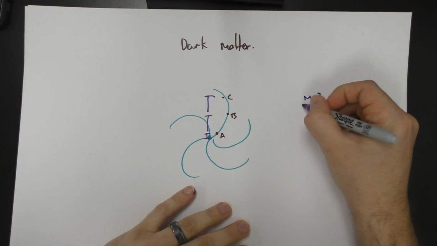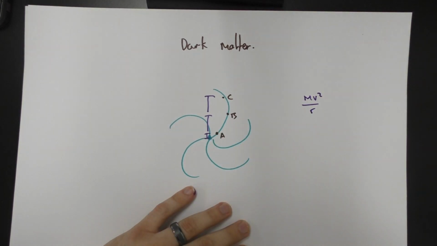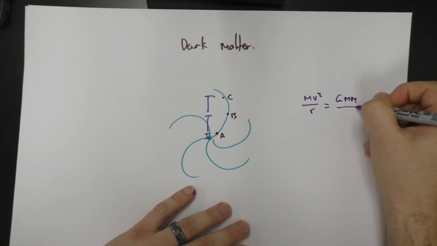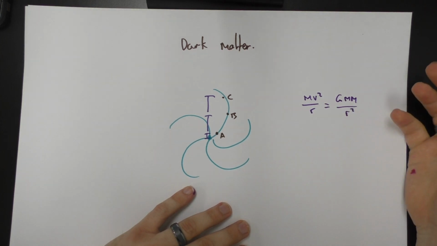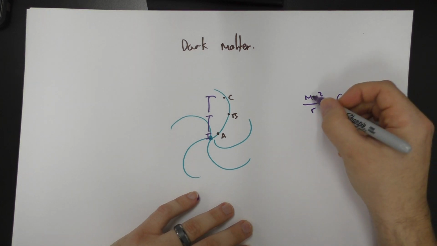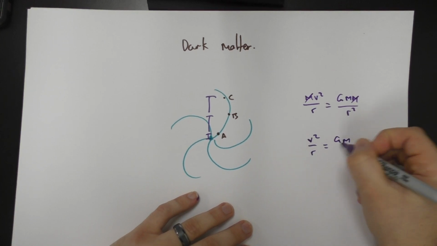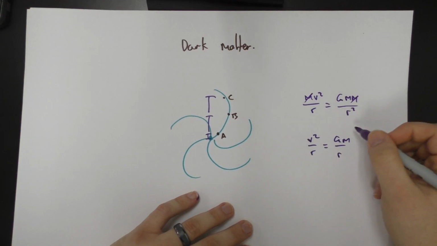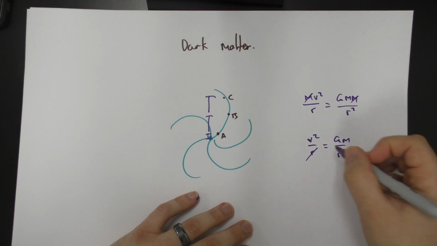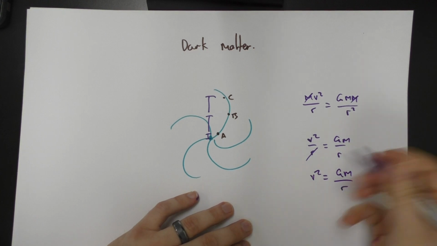So we've got mv squared over r, which is equal to the centripetal force, which is caused by this supermassive black hole in the middle. And that is equal to GMm over r squared, which is Newton's law of gravitation. And obviously we can then rearrange that, cancel some m's, and we end up with v squared over r equals GM over r squared. And we can cancel some r's as well, so we end up with v squared equals GM over r, which is a nice equation.